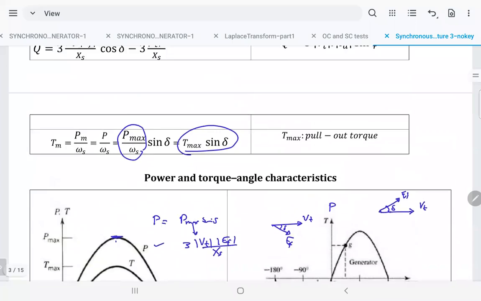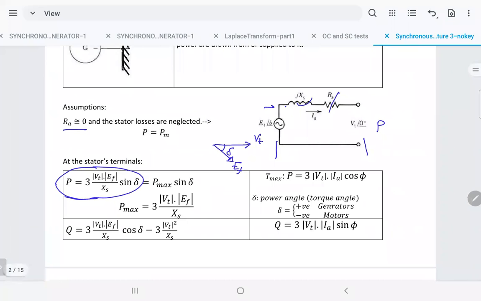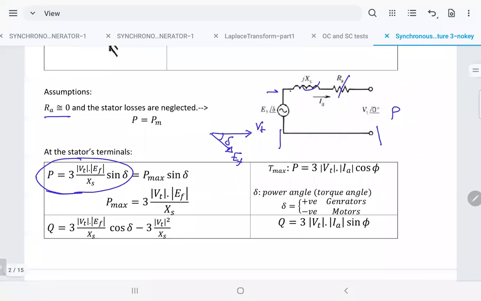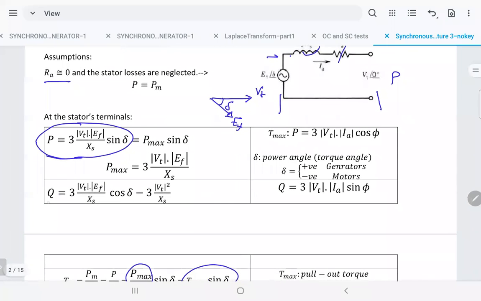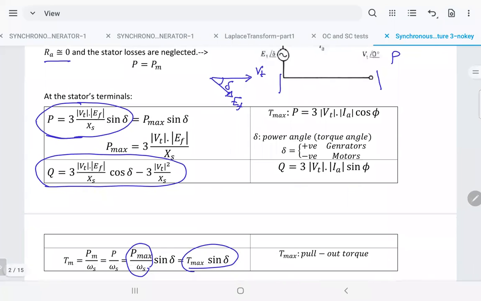Okay. To find Q, we did Q last time by the same method, and you should be able to derive the equation. That's the expression for the reactive power. Let's look at it. It's equal to 3 VT EF over XS, exactly like we did in the power, but this is not sine delta. It's cosine delta, minus a constant term, 3 VT squared over XS. You proved both formulas last lecture. You should be able to do it.